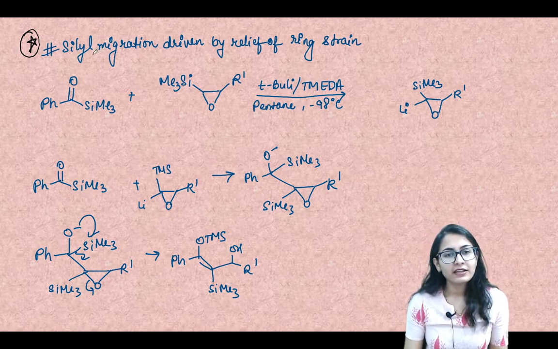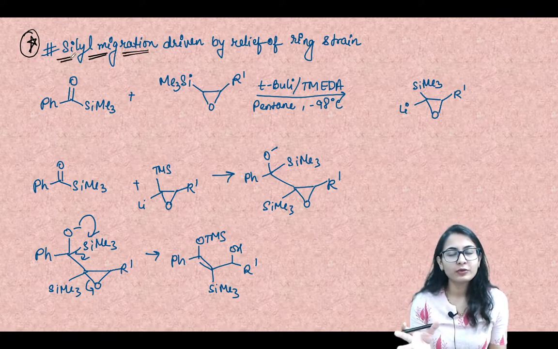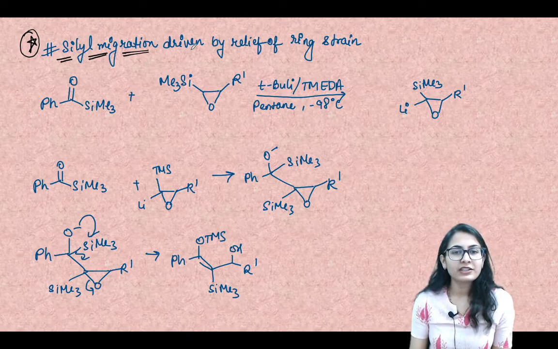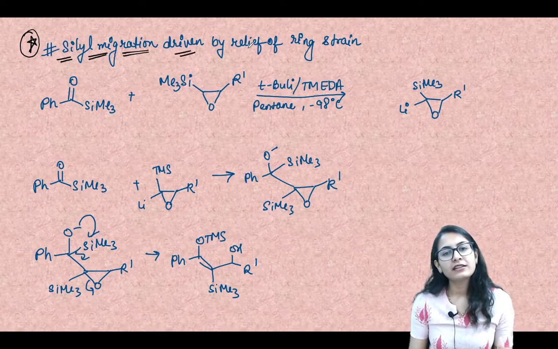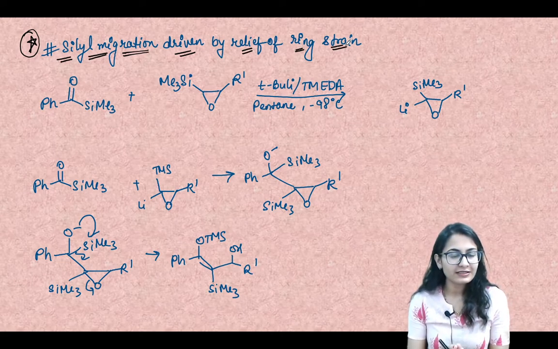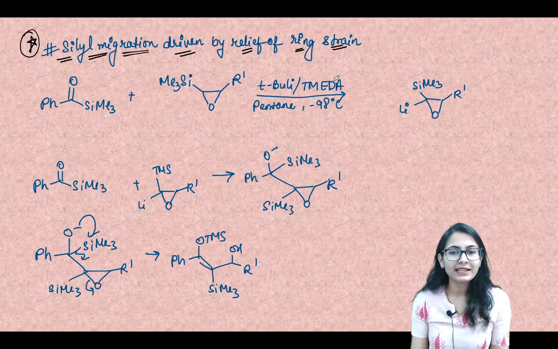Let's see, silyl migration is happening. So 1,2 or any kind of Brook rearrangement is silyl group migration ultimately. So the silyl migration driven by the relief of ring strain, that is also one of the possibilities that we have, and let's check out quickly.